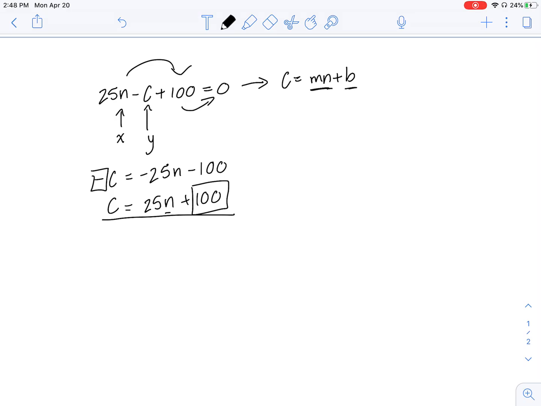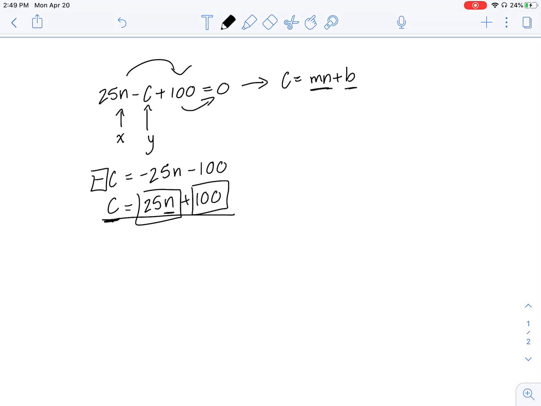That means even if 0 people attend, if n equals 0, we'll always have $100 as a part of our cost. And then on the other side of this, we have 25n, which is our variable cost, which means the total cost, dependent on n, the number of people who attend, will be $25 per person. That means this $25, that aspect of the cost, depends on n, whereas the 100 here does not depend on n. Even if n equals 0, we'll always have $100 as a part of the cost.